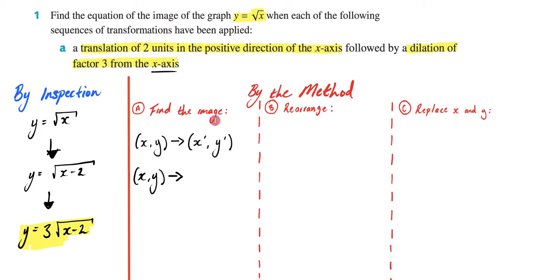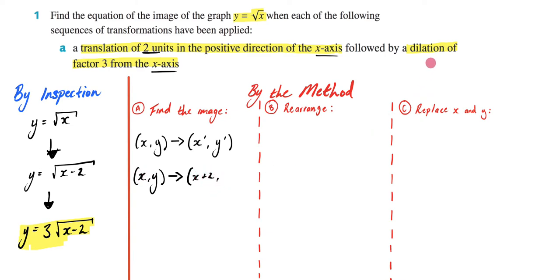What do I mean by that? So we know that we have our original point (x, y), which is going to be somewhere on y equals the square root of x. Then we're going to apply a transformation, and we're going to arrive at a new point. And we can call this the image of this point. So all I've done is written down my point here. So what will be my new point for x? Well, it's just going to be a translation of 2 units in the positive x direction. So I'm taking my x and I'm adding 2 to it.